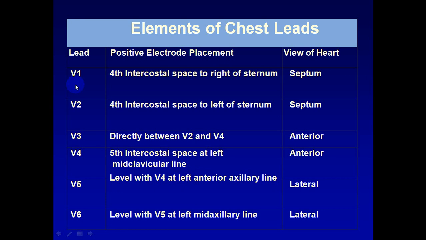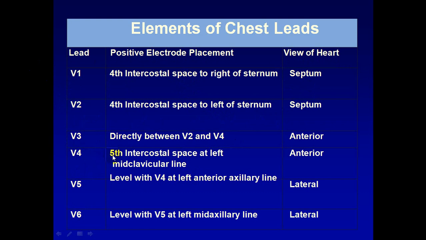So V1 to V6. V1 is in the fourth intercostal space right of the sternum, looking to the septum of the heart. V2 is the fourth intercostal space left of the sternum, also the septum. That's why any change in infarction there will be seen in V1, V2. V3 is directly between V1 and V2 toward the anterior, so in anterior wall myocardial infarction, the ECG changes will be in V3 to V6 or V5.